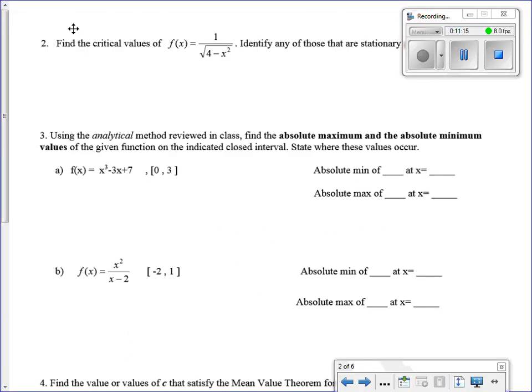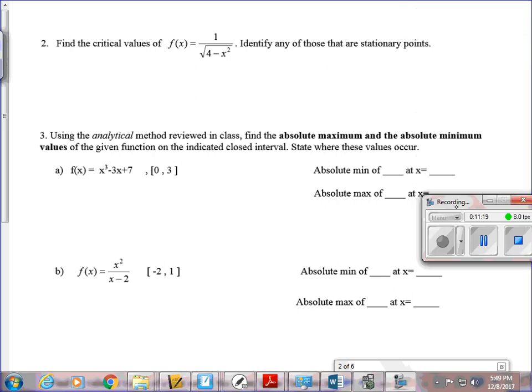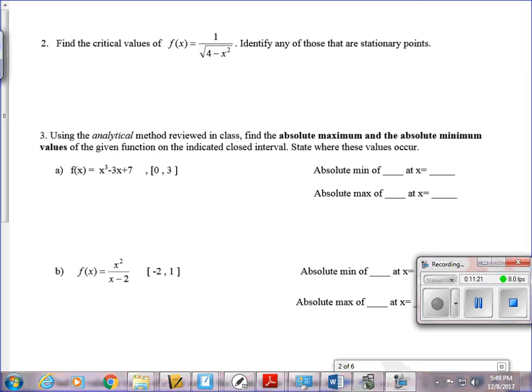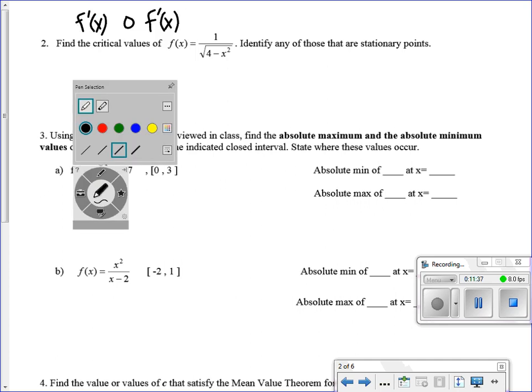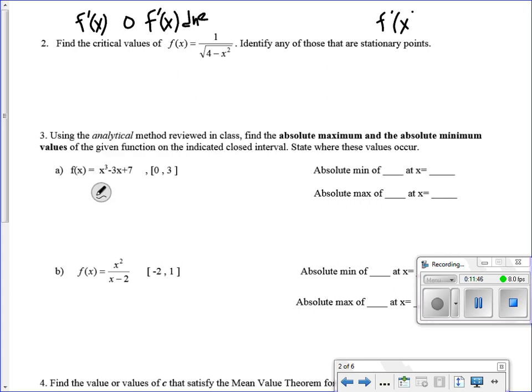So next question, find the critical values of this function. And then identify those that are stationary points. Well, critical values are values of x for which the derivative is either 0 or undefined. All right? So critical values, we're looking where the derivative either equals 0 or where the derivative does not exist. Okay? For stationary points, they're just those values of x where the derivative is 0.